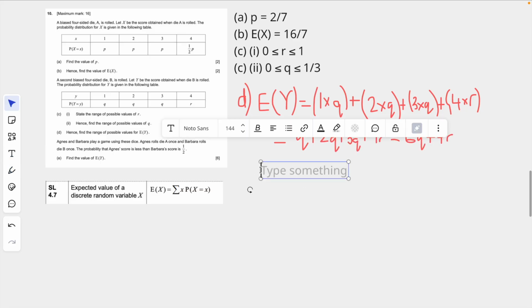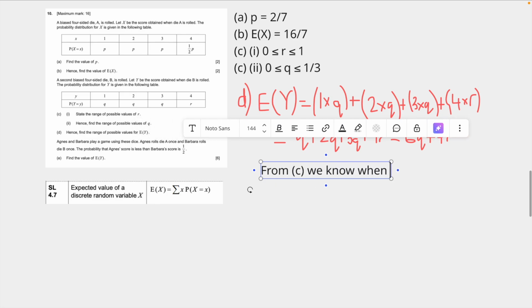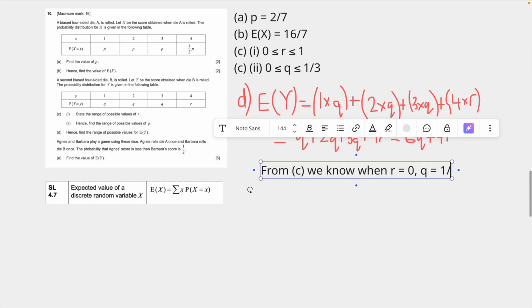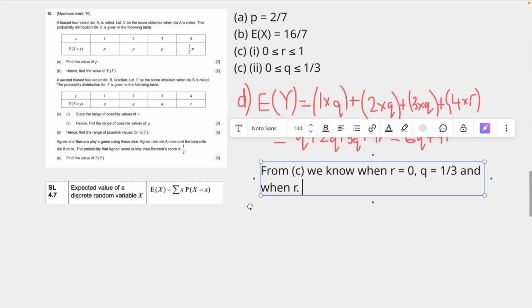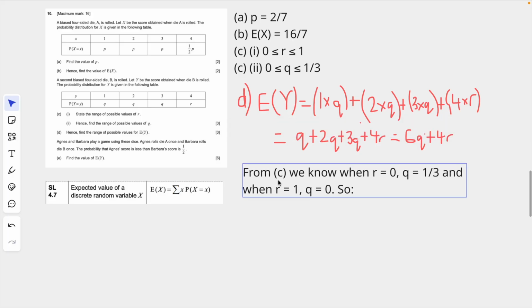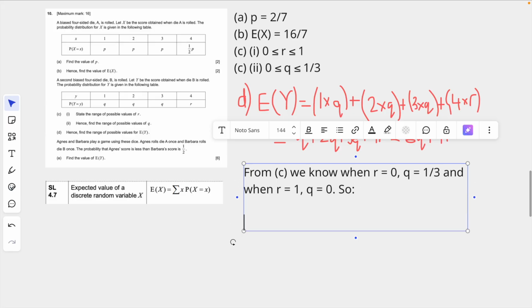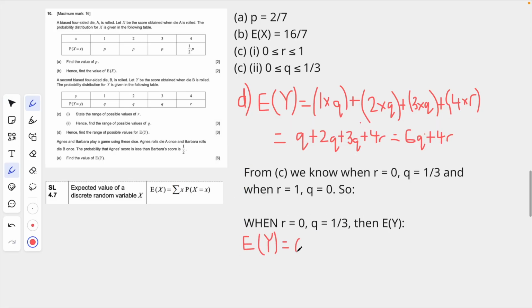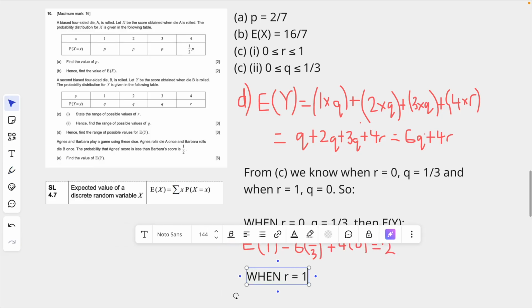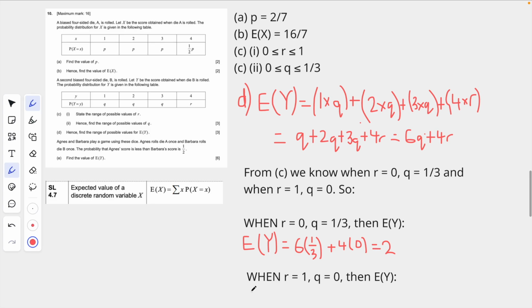Now, to determine the range of possible values for the expected value of Y, we know from Part C that when R is 0, Q is 1 over 3, and when R is 1, Q is 0. We can substitute these limit pairs into our expected value of Y to determine the range of the possible expected values of Y. So, if we assume R is 0, then Q is 1 over 3, which means the expected value of Y will be 6 times 1 over 3 plus 4 times 0, which results in 2. Repeating this for when R is 1 and Q is 0 yields an expected value of Y of 4. Therefore, the range of possible values for the expected value of Y is between 2 and 4.